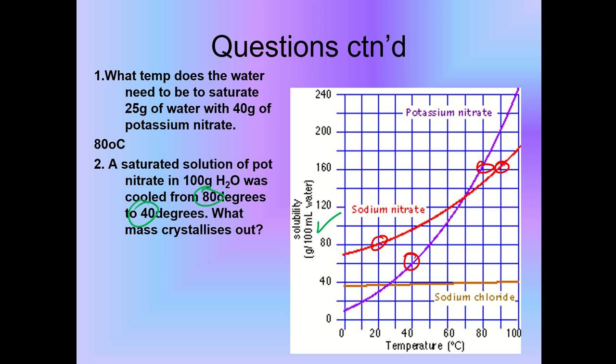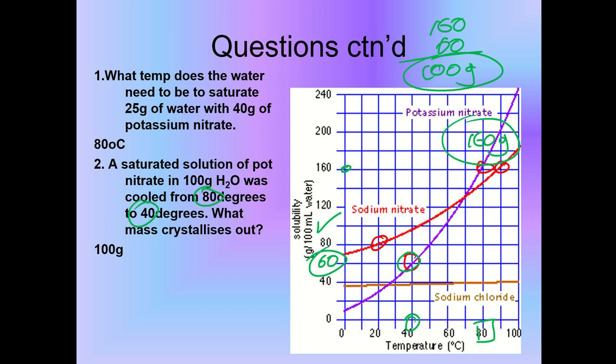We're starting at 80 degrees Celsius. So at 80 degrees Celsius, we know 160 grams of the solid will dissolve, because if we go up and we go across, that's what we get. We're going to cool it down to 40. So again, we go to 40 degrees Celsius, we go to the purple line, we go across, that brings us across to 60. So at 80 degrees Celsius, we're able to dissolve 160 grams. At 40 degrees Celsius, we could only dissolve 60 grams. So there must be 100 grams of that solid that's going to crystallize out at the bottom.